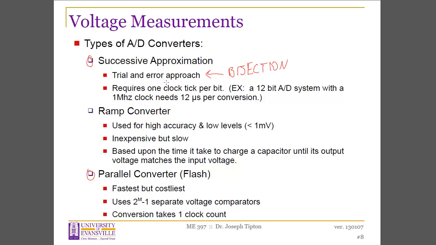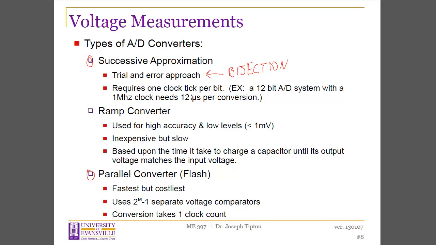So let's say we set our unknown voltage range to 0 to 4 volts, and then we do a comparison with our 1 op amp, and it falls within that range. Okay, now we divide that by 2 and test, is it between 0 and 2 volts? No. Well, then we know from that test that the voltage must be between 2 and 4 volts, and we keep on halving and doing our comparison. The downside is that it requires 1 clock tick every time we do that. For an example, a 12-bit A to D system with a 1 megahertz speed computer clock needs then 12 microseconds per conversion.